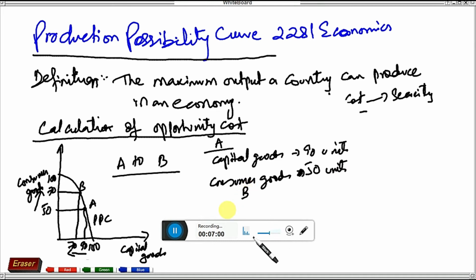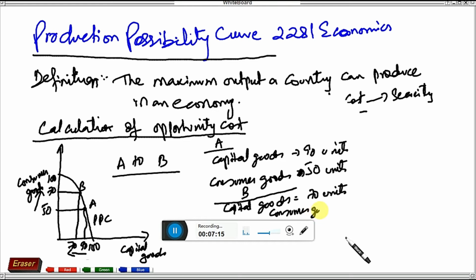But at point B, if I compare it with the next situation, the capital goods become 70 units, and consumer goods become 70 units again. The opportunity cost definition is the next best alternative given up. So what are we giving up? Earlier we had 90 units of capital goods, but now we have 70 units. So don't you think we are leaving 20 units in this scenario?